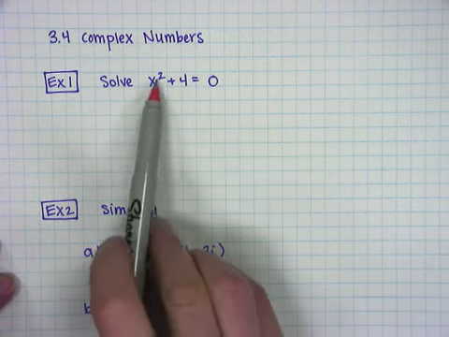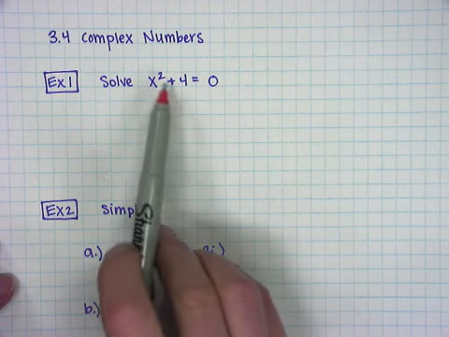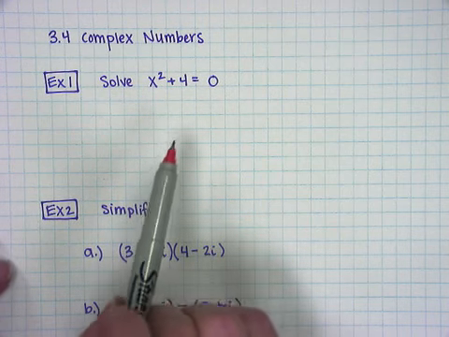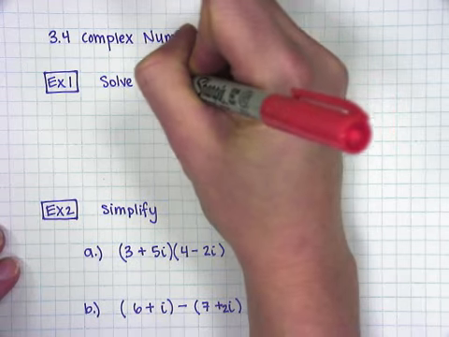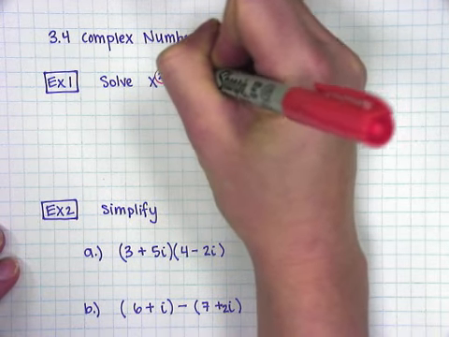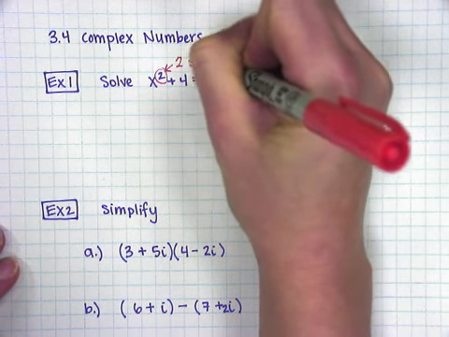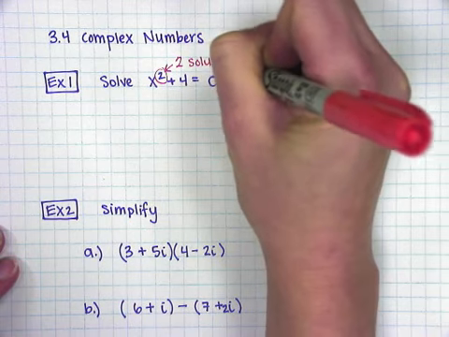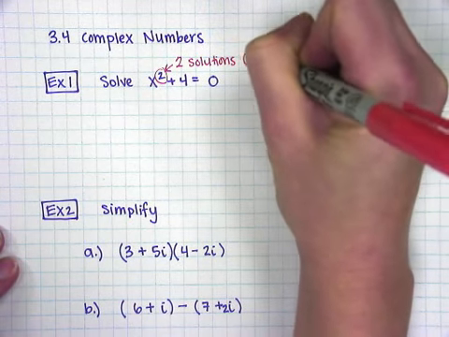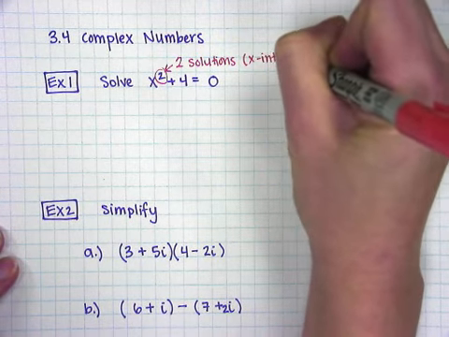So if I was looking at x squared plus 4, lately we've been doing a lot of factoring and a lot of talk about polynomials, and we've noticed that the degree of the polynomial would tell us that there should be two solutions to this problem. And solutions come in the form of x-intercepts, usually if we're graphing.